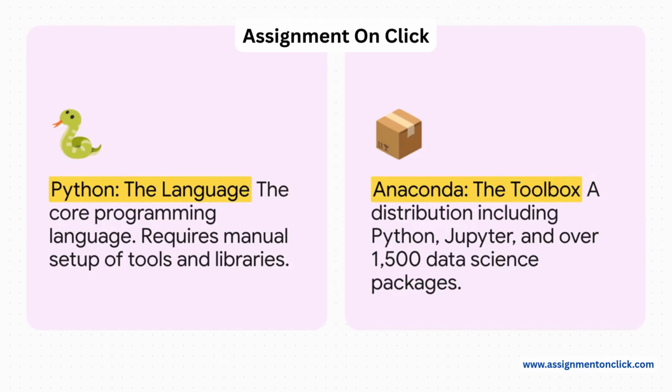I love this analogy because it makes things so clear. Think about it like this. Python is the language itself. It's like a powerful engine. It's awesome, but on its own, you'd have to build the car around it. Now, Anaconda, that's the toolbox. Better yet, it's the whole garage, fully stocked. It comes with Python, but it also bundles in Jupyter and literally thousands of other data science tools all in one simple installation. It's the whole shebang.